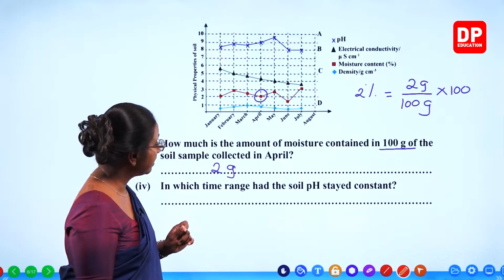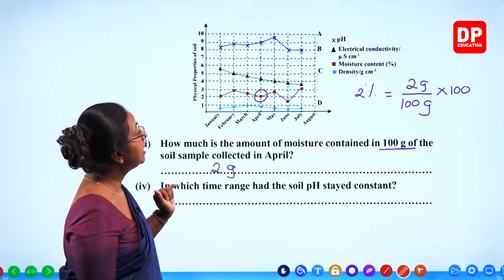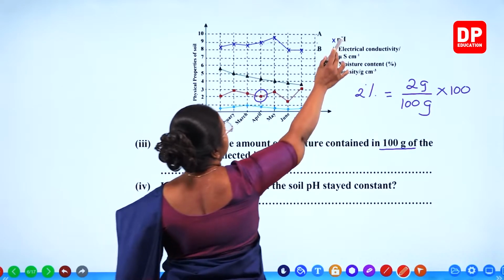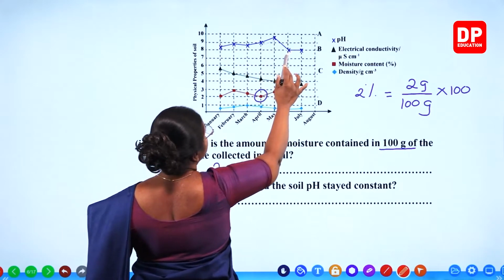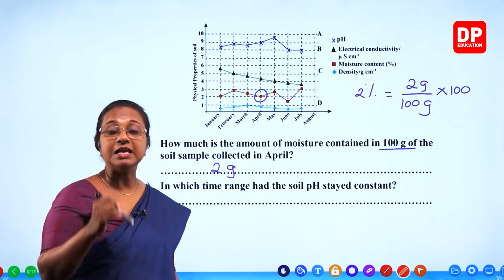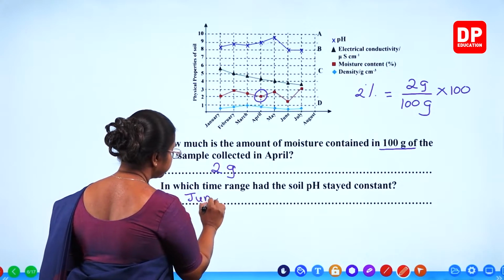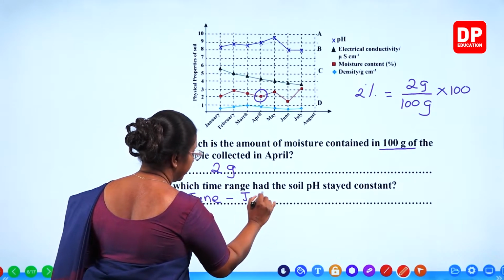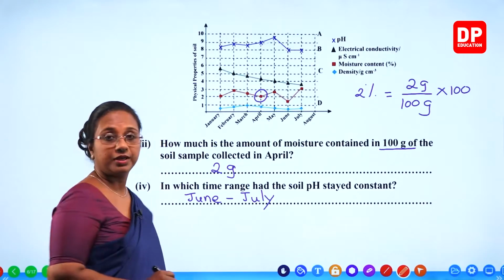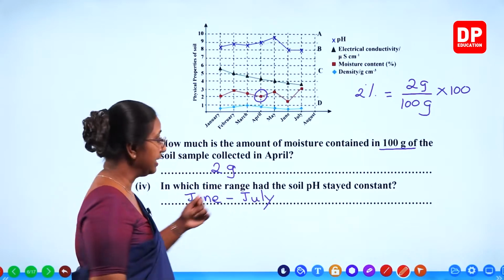In which time range had the soil pH stayed constant? Soil pH. pH is the first graph. Here you can see cross. Which period? From June to July. You can see it is a constant. So you can say June, July period. Is that okay? So getting information from the graph regarding soil.